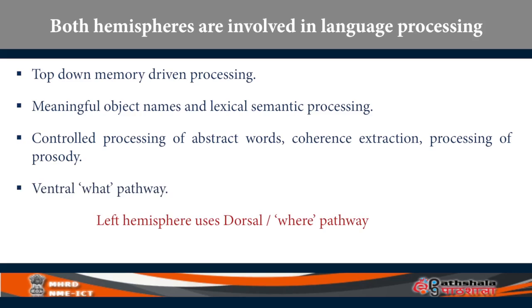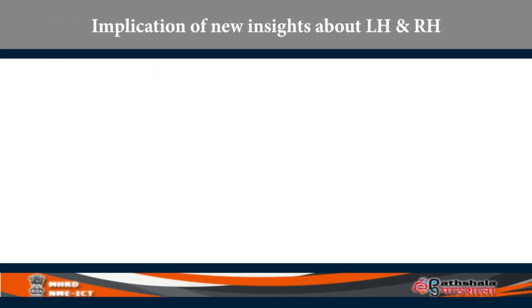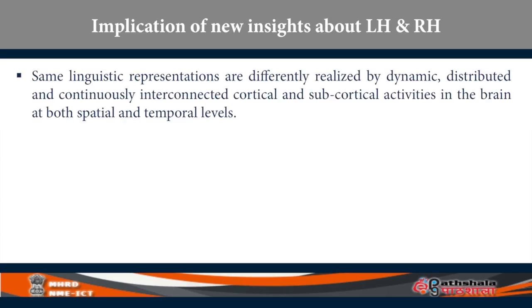So, what is the implication of saying both left hemisphere and right hemisphere are involved in language processing? It is not true that only the left hemisphere is dominant. Why do we need to engage with this new information? The new insights are telling us about the same linguistic information.